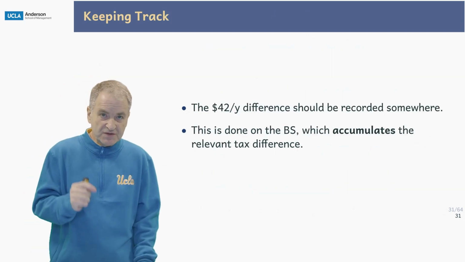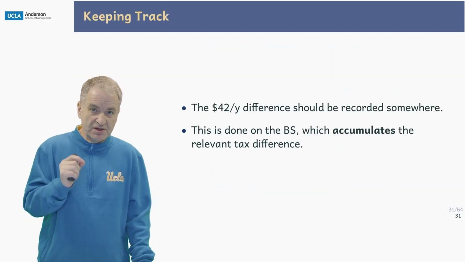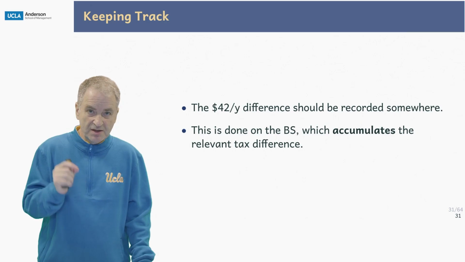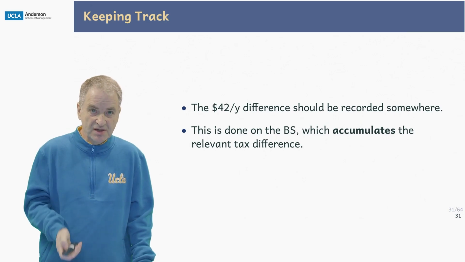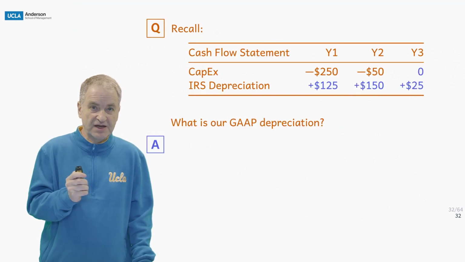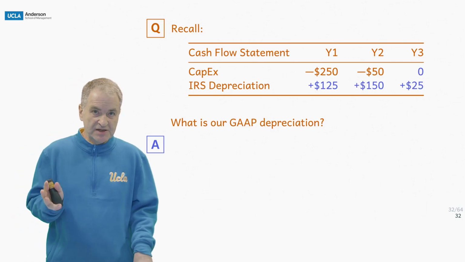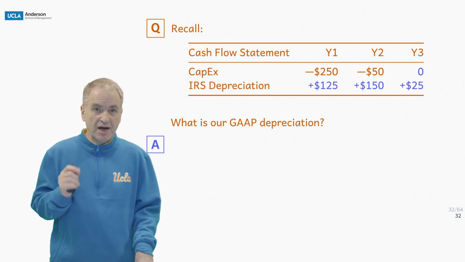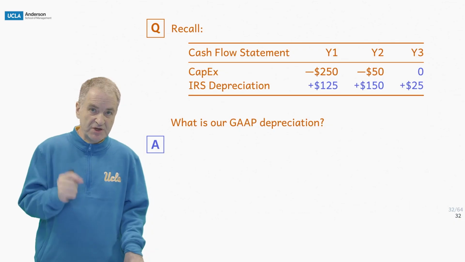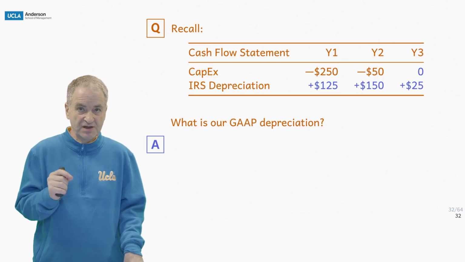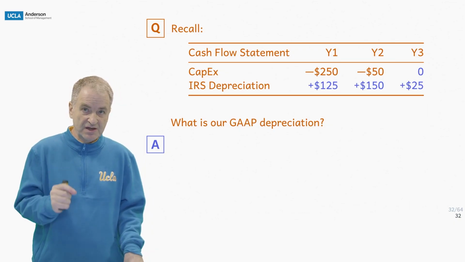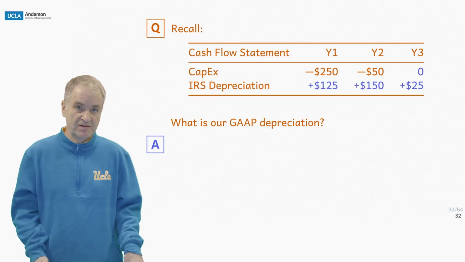We have to adjust for this $42 per year difference to be recorded. This is done on the balance sheet. It accumulates the relative tax difference. So recall our capital expenditures and, most important, our IRS depreciation. We could depreciate $125 in year one, $150 in year two, and $25 in year three.